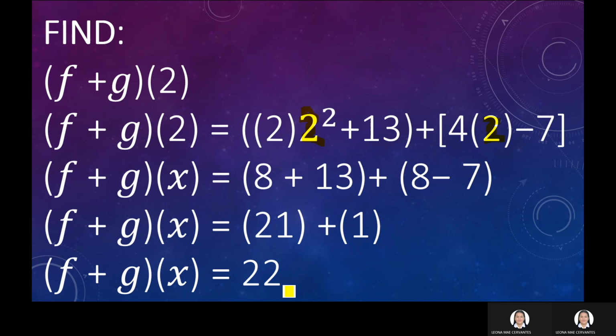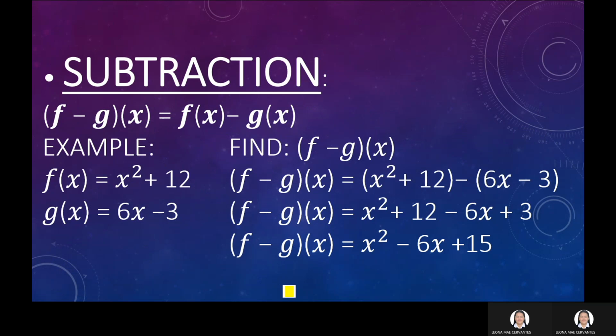Okay, so now let's proceed to subtraction. So f minus g of x equals f of x minus g of x. Next, for example, the value of f of x is equal to x squared plus 12 and g of x is equal to 6x minus 3.